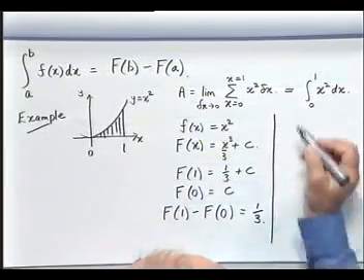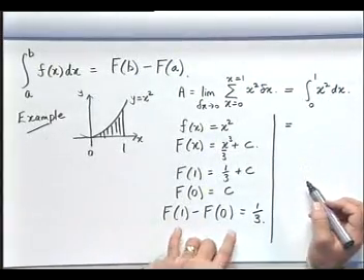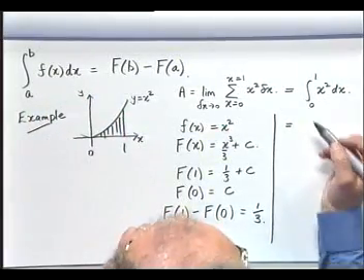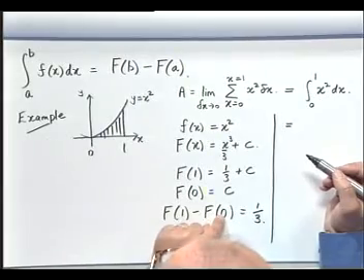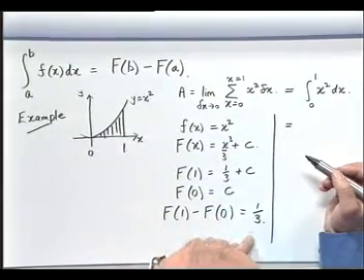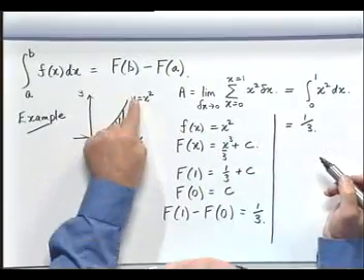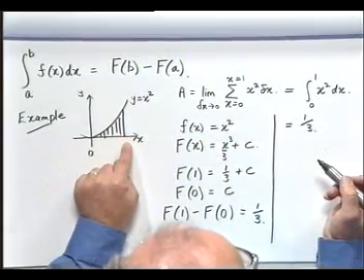In other words, to calculate this integral here, all we have to do is find the antiderivative capital F, evaluate it at the upper limit, evaluate it at the lower limit, find the difference, and the result is a third. That's the area under this graph between 0 and 1.